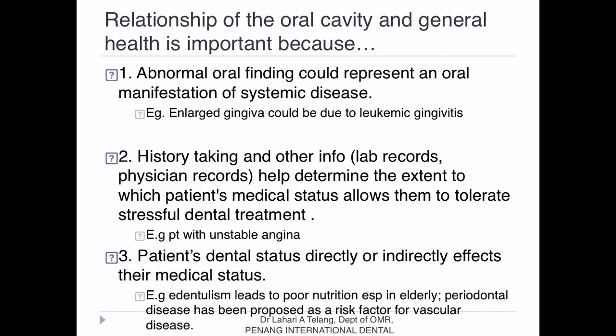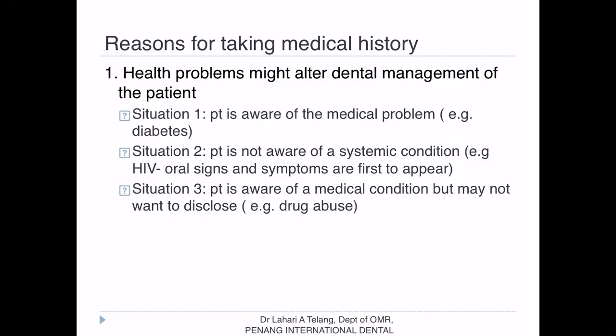Periodontal disease, for example, has been proposed as a risk factor for vascular disease, and we all know that poor gum health could be related to the bacterial oral plaque causing problems in the cardiovascular system. So these are some of the examples of how the relationship between the oral cavity and general health is important. Let's move on to the next, which is reasons for taking medical history.